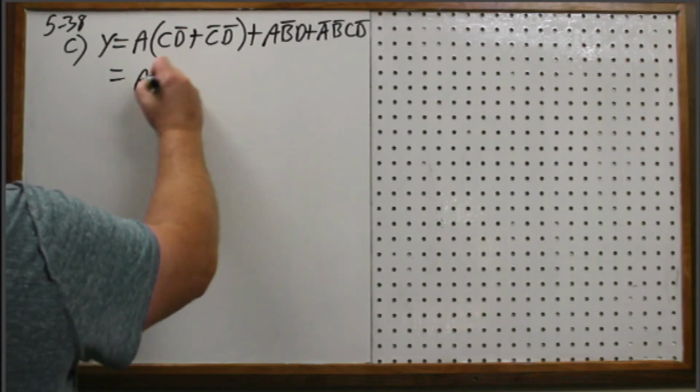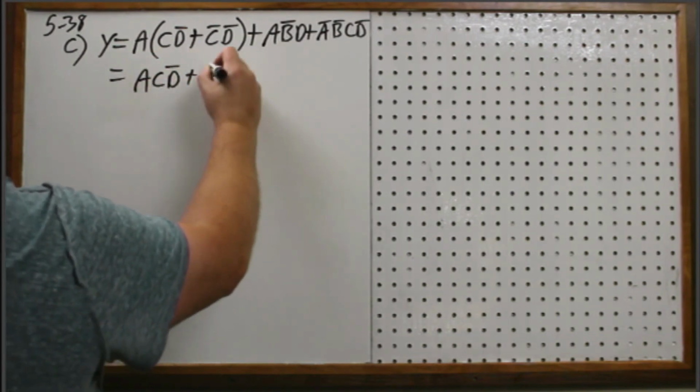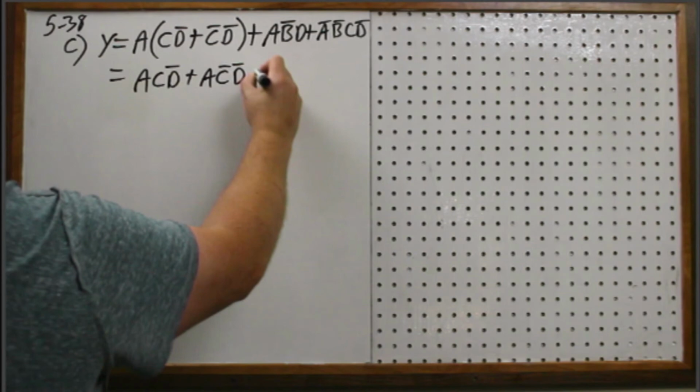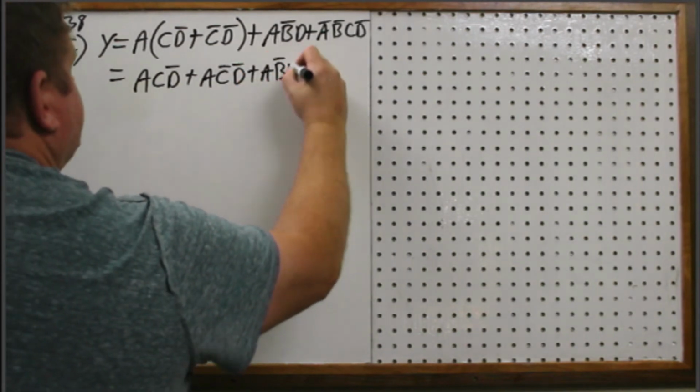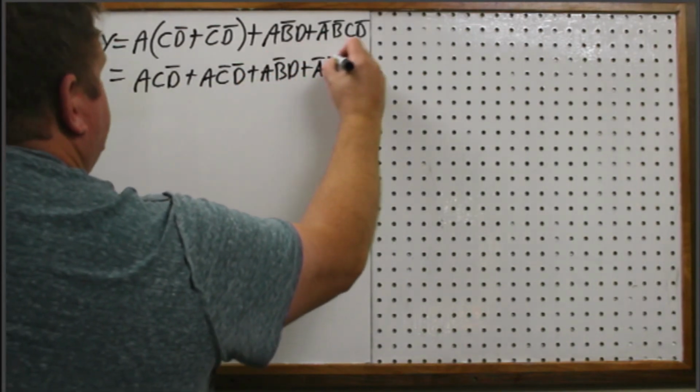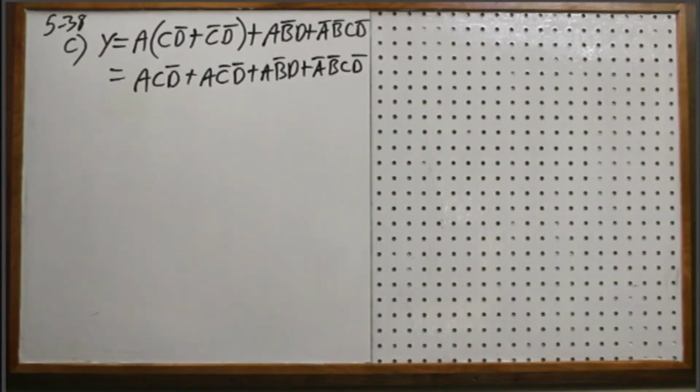So here's A C D naught plus A C naught D naught plus A B naught D plus A naught B naught C D naught. There we go. Now we are into a sum of products form.